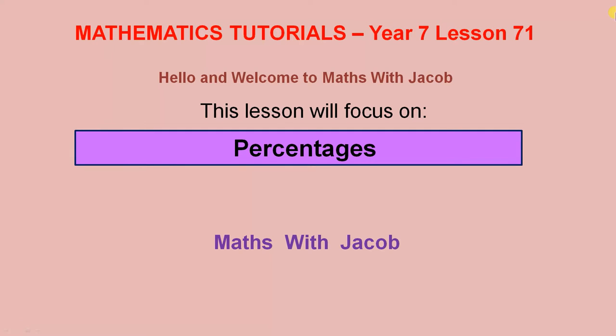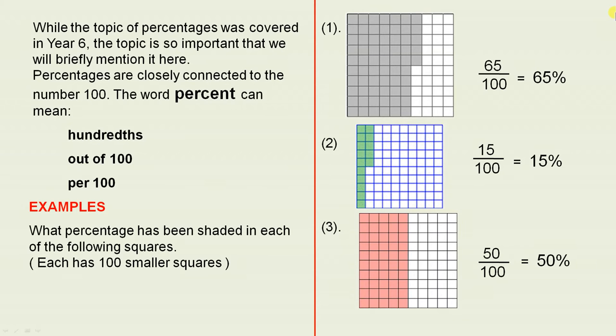This lesson will focus on percentages. While the topic of percentages was covered in Year 6, the topic is so important that we will briefly mention it here once again. Percentages are closely connected to the number 100. The word percent can mean hundredths, out of 100, per 100. Let's look at some examples.